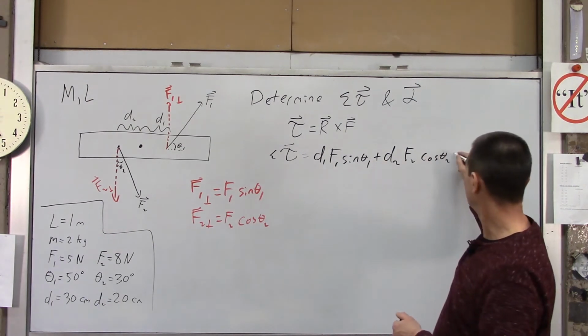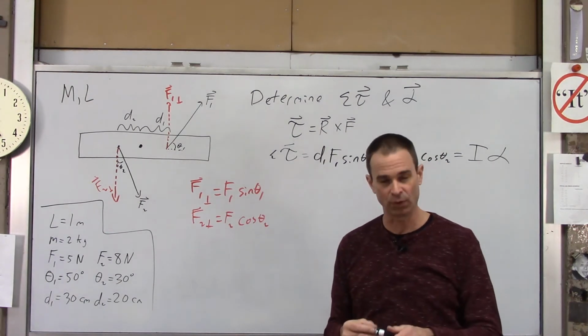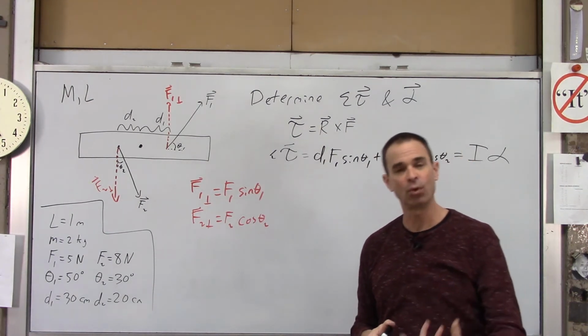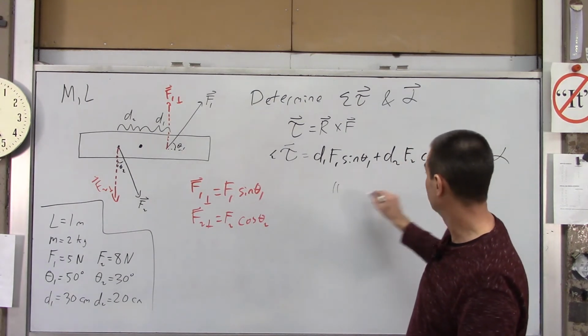Now if I want to find the angular acceleration of the rod, I set the net torque equal to I alpha. Just like net force equals ma, net torque equals I alpha. So this line will be the same, so I'm not going to rewrite this.